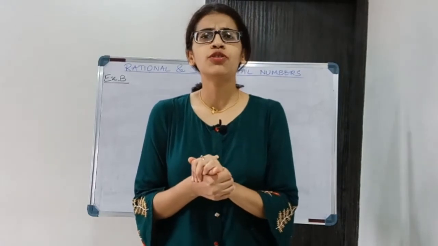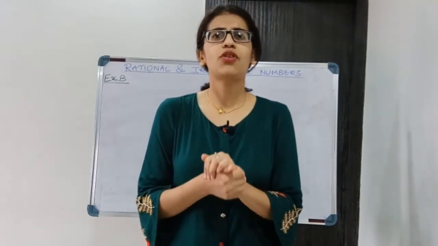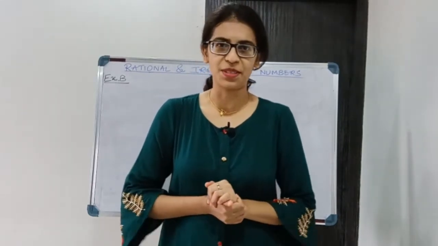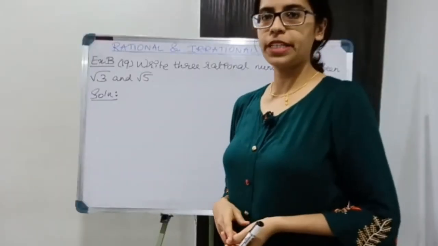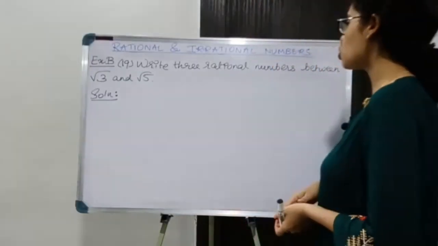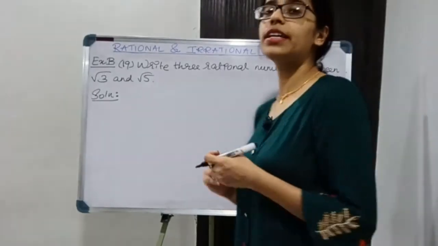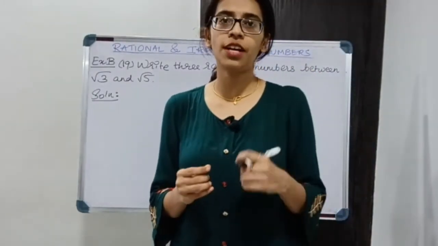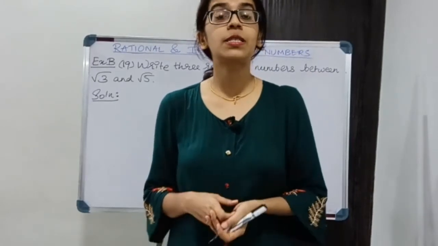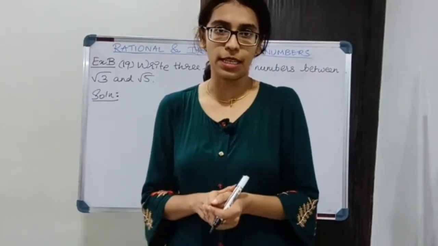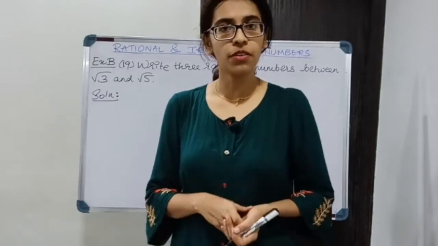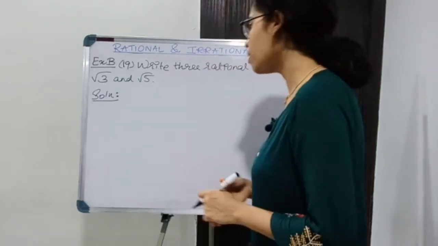In this video we are going to continue with the second exercise of rational and irrational numbers. Moving on to question number 19, write 3 rational numbers between root 3 and root 5. Over here again you are given 2 irrational numbers and you have to insert rational numbers between them. So I'll use the first method now and then I'll show you the other method.